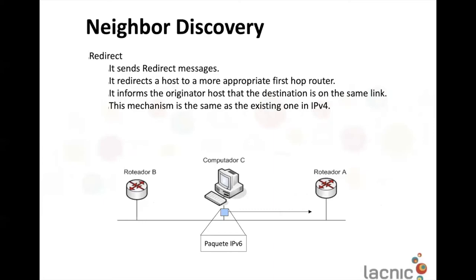Router A is going to tell computer C, hey my friend, do not send me the packet. Send it directly to router B. And he will update the routing table. And the next packet where the destination is behind router B will be sent directly to router B. And router A is not going to see anything.